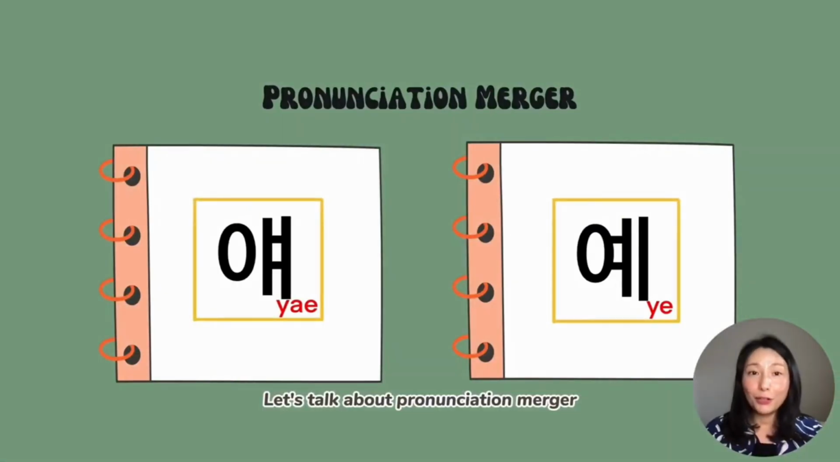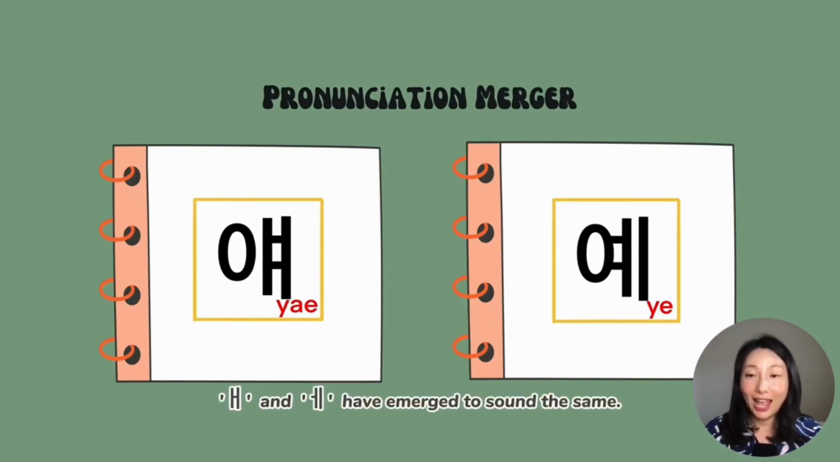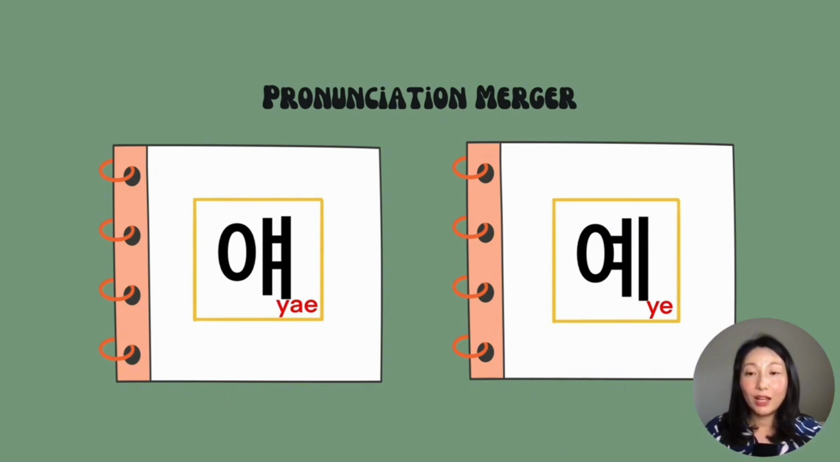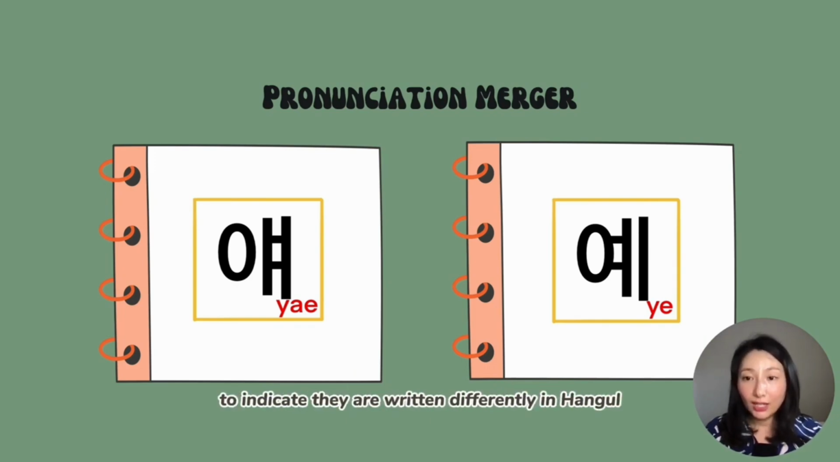Let's talk about pronunciation merger. We learned that the single vowels 애 and 에 have merged to sound the same. 얘 and 예 are a combination of E and the 에 sound. Therefore, 얘 and 예 also sound the same. Even though they sound the same, their romanizations are different to indicate they are written differently in Hangul.